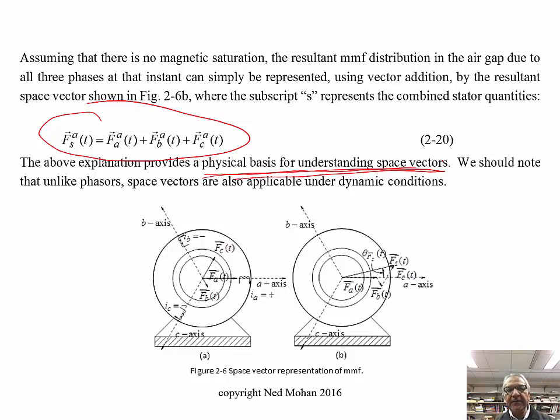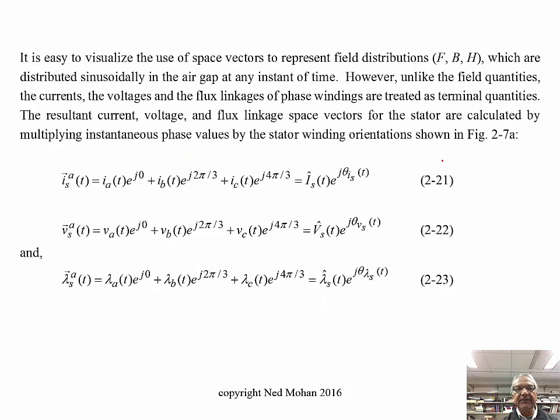So it provides a physical basis for understanding space vectors when you're dealing with distributions, okay? Because when you're dealing with distributions, the implication is that they are sinusoidally distributed in space as a function of theta in the air gap, but we are representing them by a space vector. Okay, and I should point out that unlike phasors, space vectors are applicable under dynamic conditions. They work under DC conditions because the sinusoidal distribution is provided by the windings being distributed sinusoidally. So that's the reason. Okay.